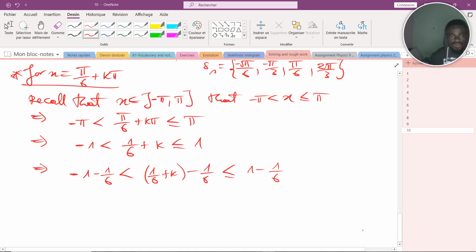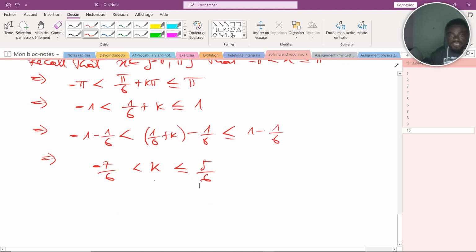Very good. So this implies here the 1 on 6 will go. So I'll have here k strictly greater than what? I'll have minus 7 on 6 less than or equals to what? I'll have here 5 on 6. Is that okay? So the integers that satisfy, that will give us solutions, are between this interval.